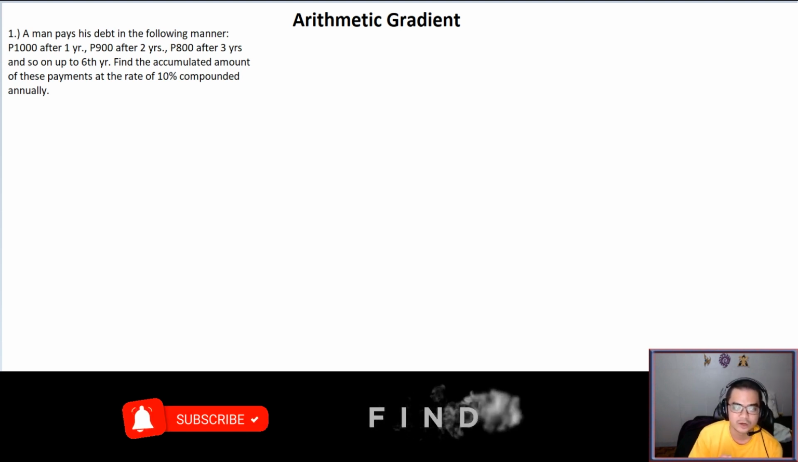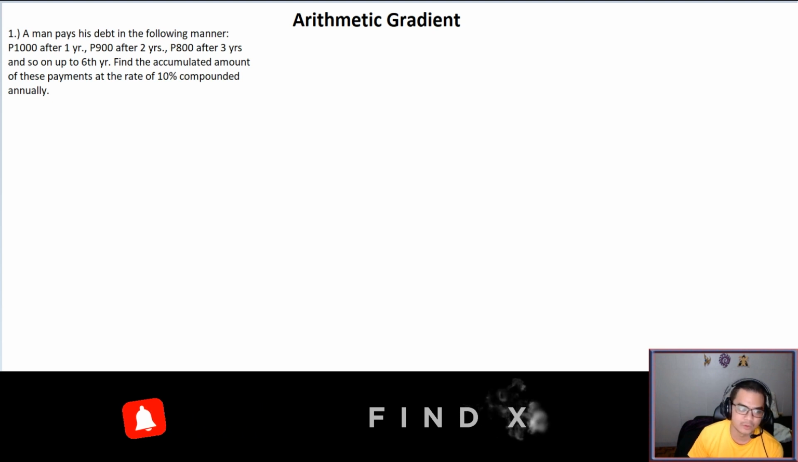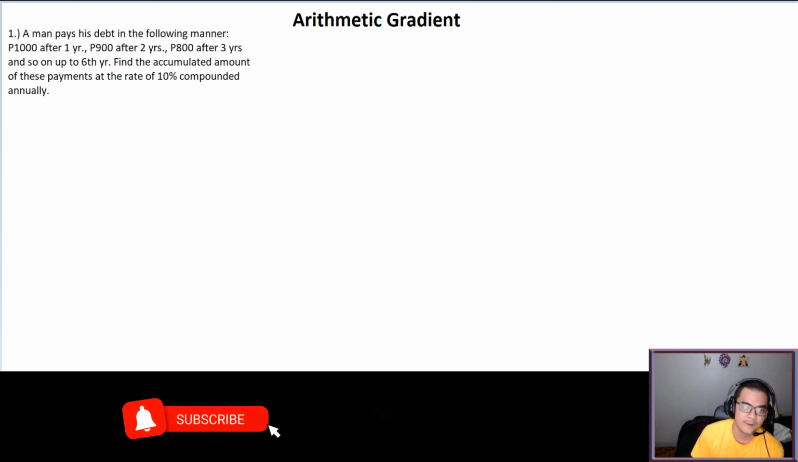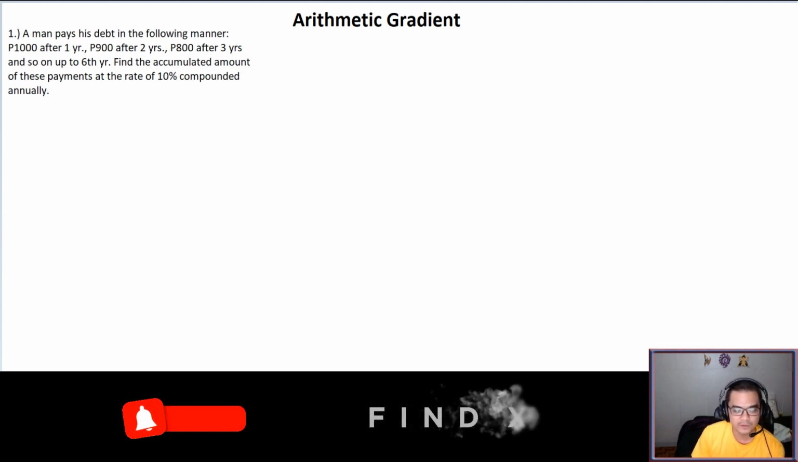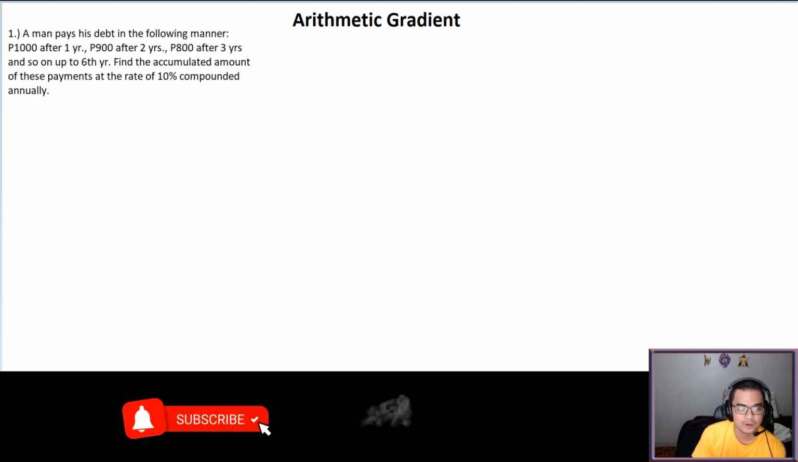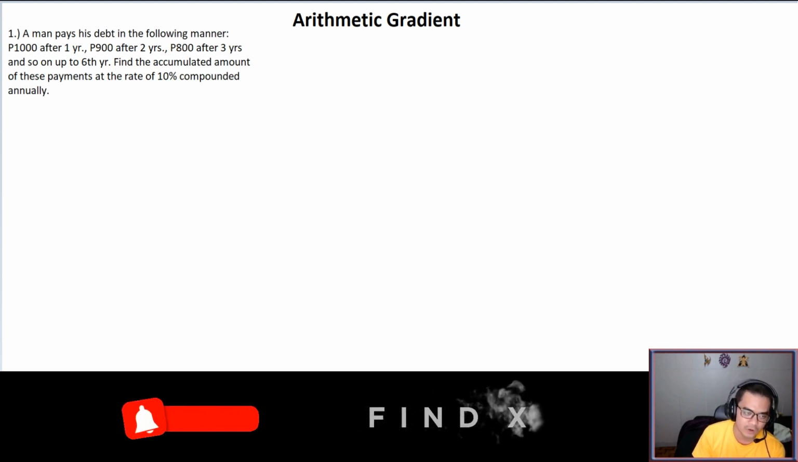Now we are asked to find the accumulated amount. First, we have to know where the focal date is. As you can see, we are to find the accumulated amount, so most probably the focal date will be the last year. For this example, the last year is the 6th year. Therefore, our focal date will be year 6.